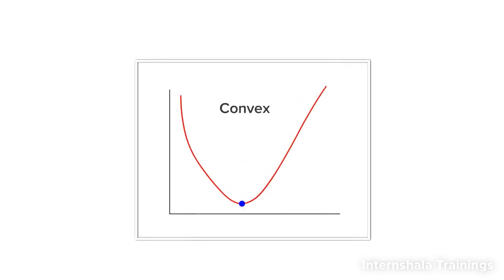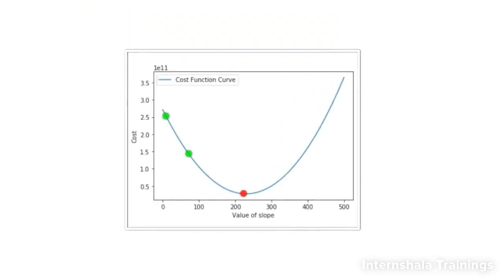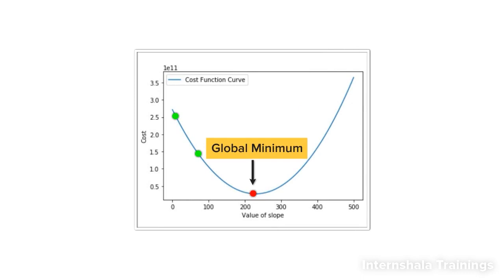Convex curves look like a bowl, which means that the value of the function to which the curve belongs will have a minimum value at a certain point, and the value of the function will increase on either side of this point forever. In the convex curve shown on the screen, we can see that there is only one point of minimum value, and this point is called the global minimum.